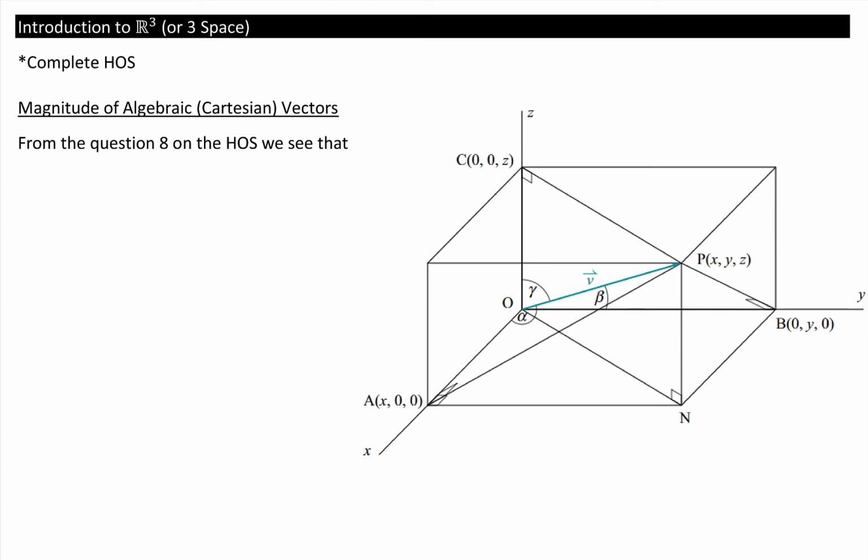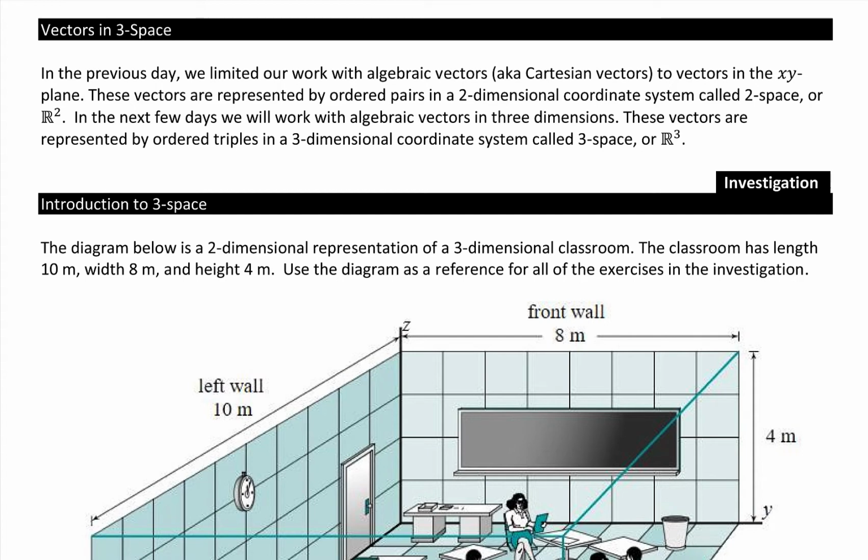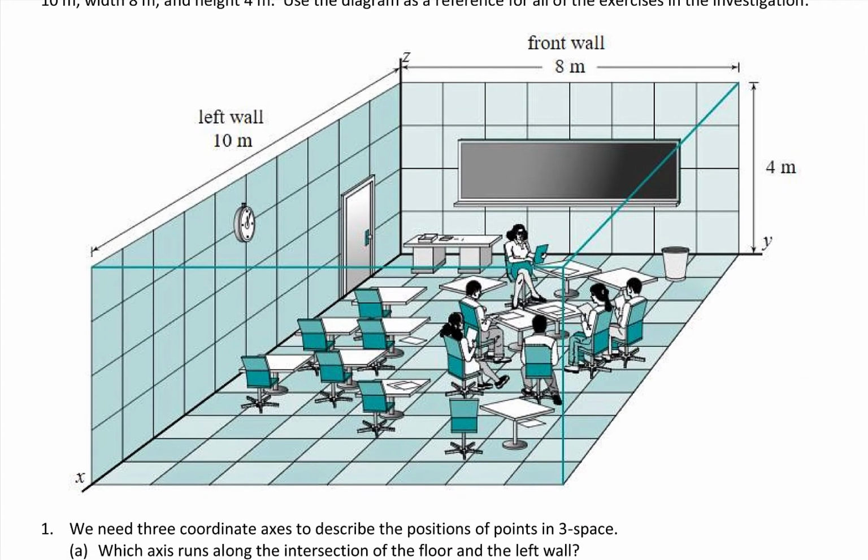In this video we're going to look at an introduction to R cubed, or what we call 3-space. First thing you should do is complete the handout sheet that is posted in our course VLE. The sheet is labeled Vectors in 3-space. Complete the investigation. There are 8 questions that you're going to answer. You're going to use the following diagram shown here to help answer some of the questions.